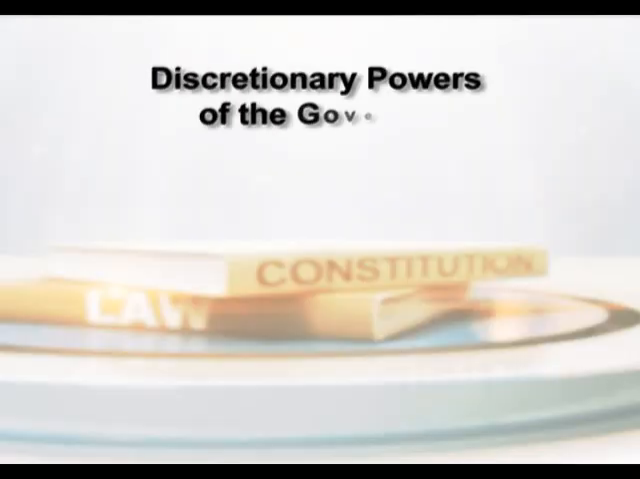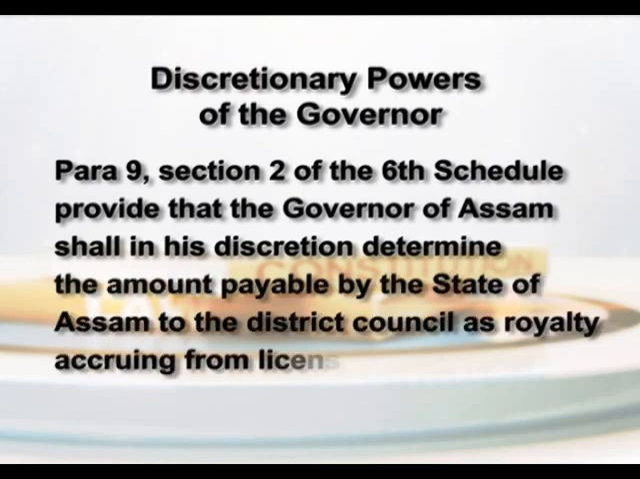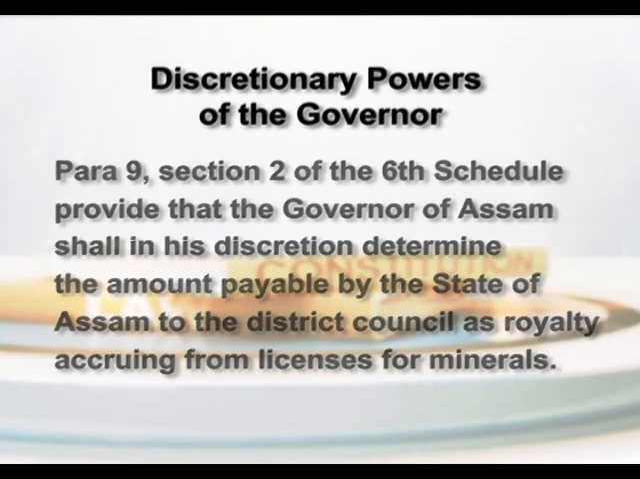The functions which are specifically required by the Constitution to be exercised by the governor in his discretion are, firstly, Para 9, Section 2 of the 6th Schedule, which provides that the governor of Assam shall, in his discretion, determine the amount payable by the state of Assam to the District Council as royalty accruing from licenses for minerals.